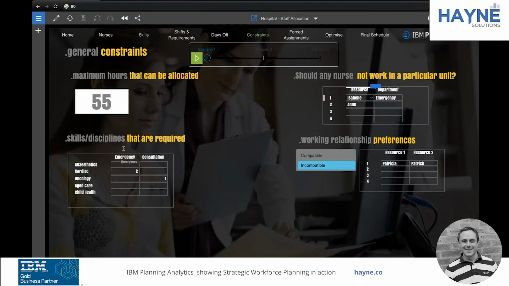Then on the bottom left, we have the skills or disciplines required by each of the departments. So for emergency and consultation, how many nurses they need, for example, in anaesthetics, cardiac and oncology.